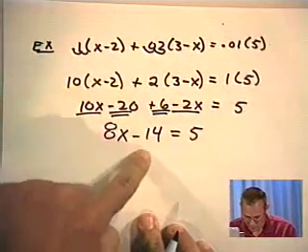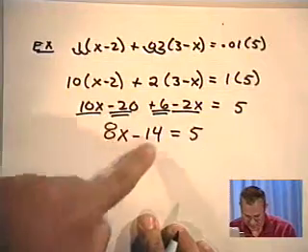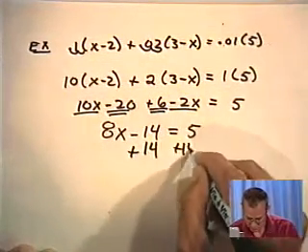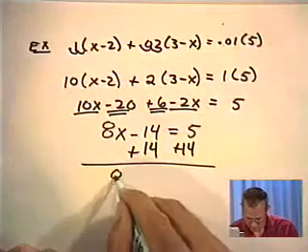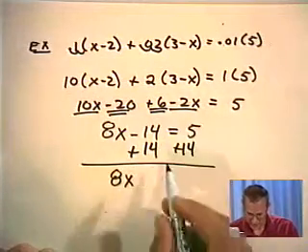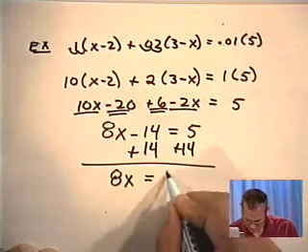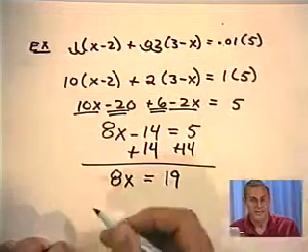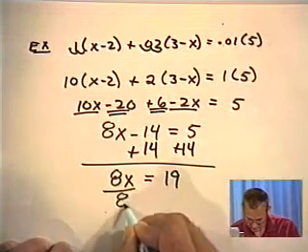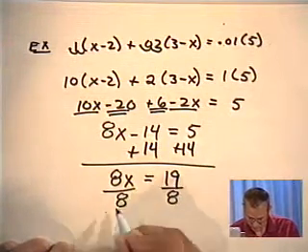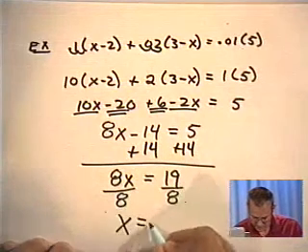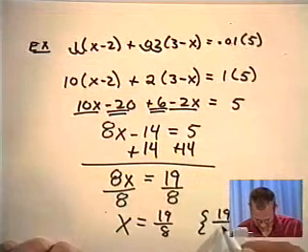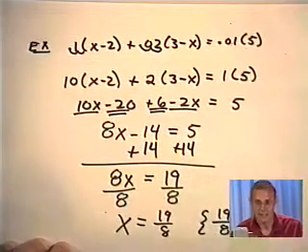Now we'll add 14 to both sides because we want to keep the x's on one side of the equation. So these cancel, and I'm left with 8x on one side equal to 19 on the other. And now simply divide both sides by 8. The 8's cancel, and I get x equals 19/8, or the solution set is just the element 19/8.